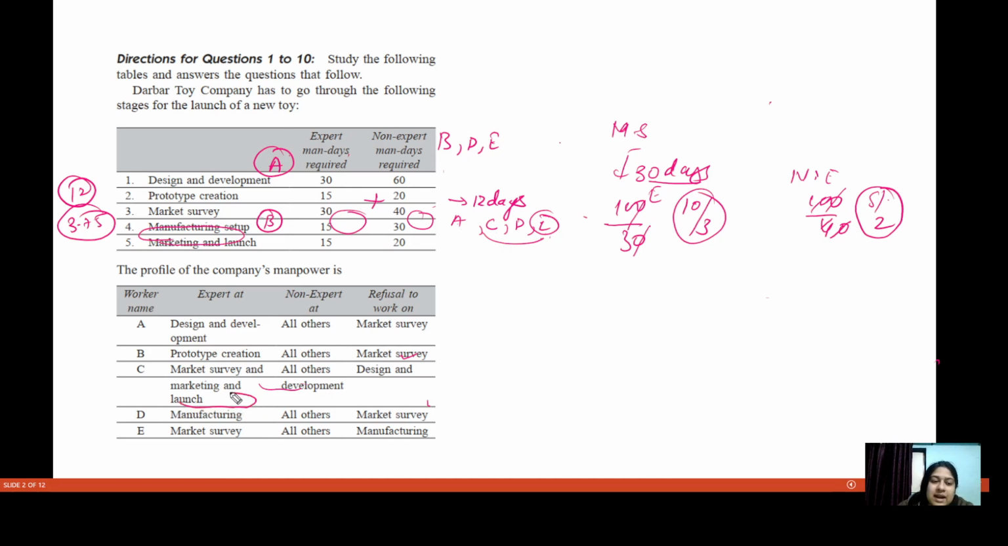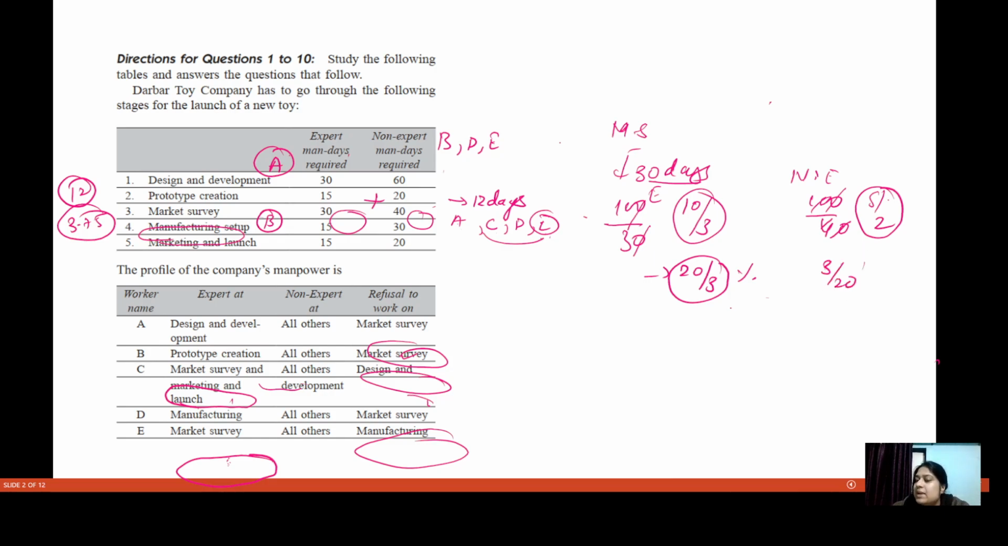Now who all are trying to work on market survey? Only C and E. So we know that only two experts are working on market survey. So in one day, 20 by 3% of the work is done, and there is no non-expert person working on market survey. That means 1% of the work will be done in 3 by 20 days. So 100% work will be done in 15 days. So let us write 15 here.